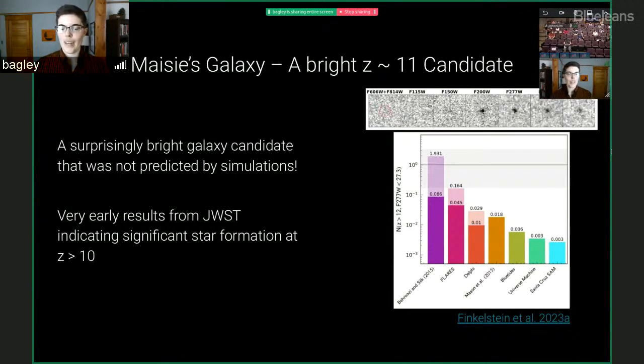So what I'm showing on the right here is a figure showing the predicted number of galaxies greater than redshift 12 and brighter than the brightness of Maisie's Galaxy from a variety of simulations. These include hydro, semi-analytic models, and semi-empirical. And really, none of them would have predicted that we found this galaxy. If you remove all dust attenuation in the Behroozi and Silk model, which is what that fainter bar shows, then you would start to see this. But really, this was unexpected and starting to indicate really early results that we're seeing a lot of extra star formation at redshift 10.